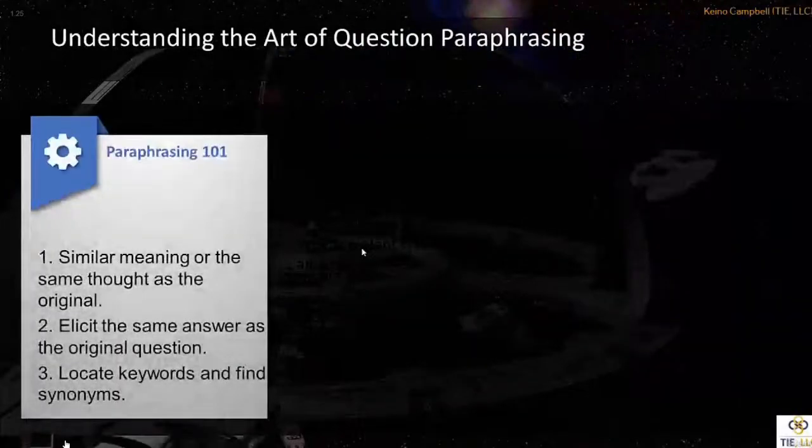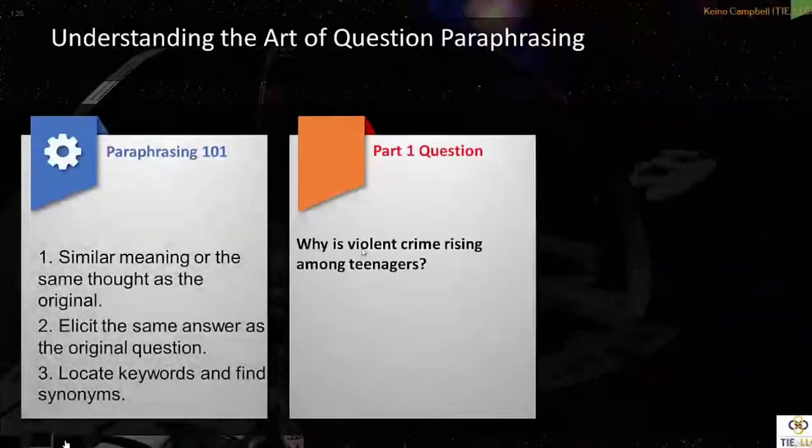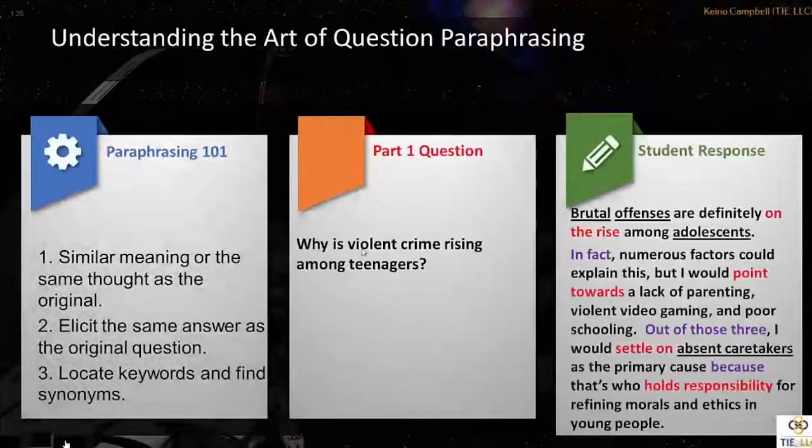Okay, let's talk a little bit more about understanding the art of paraphrasing. Paraphrasing, again, it means similar meaning or the same thought as the original. You're changing up the words, you're saying it in a different way, you're changing the word order, you're paraphrasing. Sometimes the object becomes the subject becomes the object. That's part of paraphrasing.